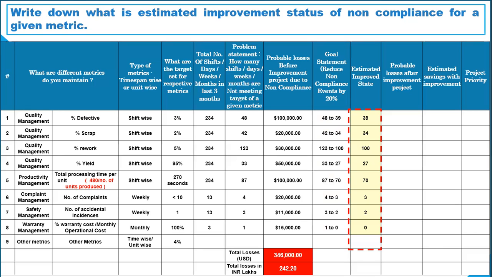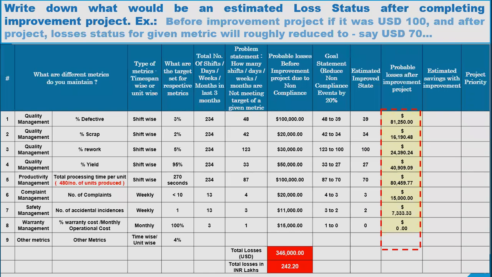Let's go to the next slide. Now here, write down what would be an estimated loss status after completing the improvement project successfully. Now we got a goal, and what if we achieve that goal? How much would my losses be by then?